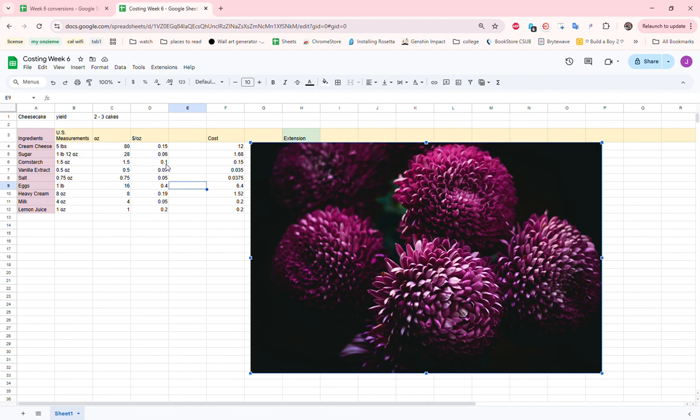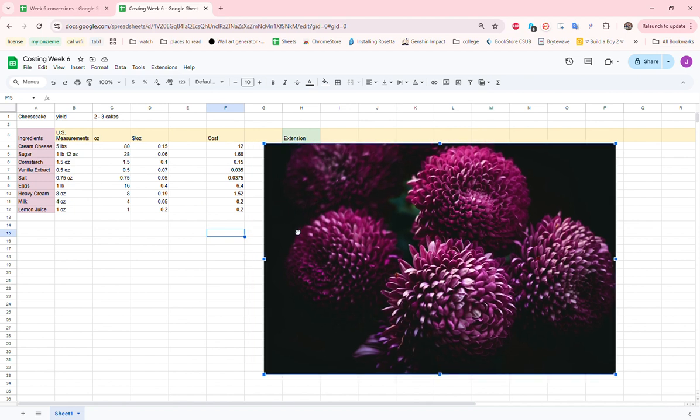1.5 multiplied by 0.1 will give you 0.15. And numbers like these two columns, 0.5 multiplied by 0.07 is 0.035. 0.75 multiplied by 0.05 will give you 0.0375. These two numbers we will have to round, but everything else you're okay.